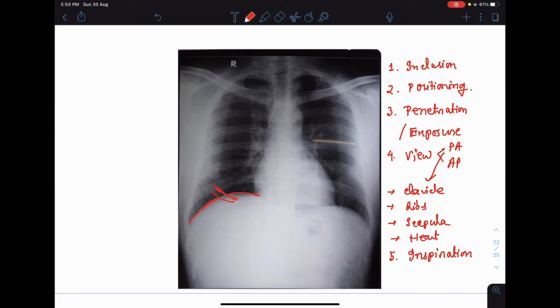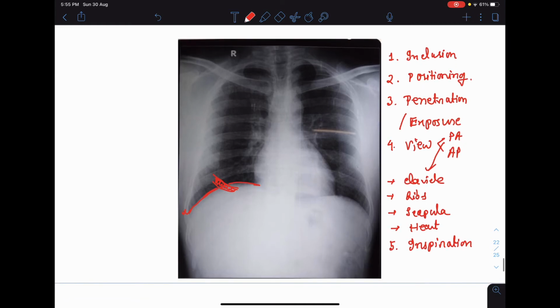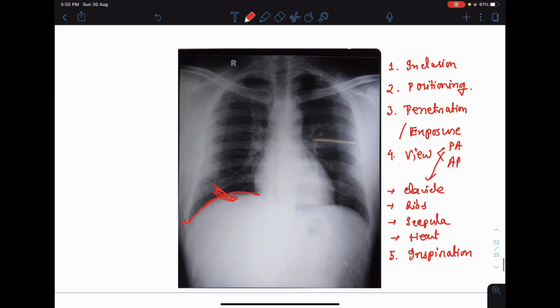Again I am repeating, if the film is taken during inspiration, the anterior end of 6th rib should cross the middle of the right dome of the diaphragm. And the second point is that we should be able to see the posterior end of the 9th, 10th rib. Otherwise, if it does not follow this, that means the film is taken during expiration.